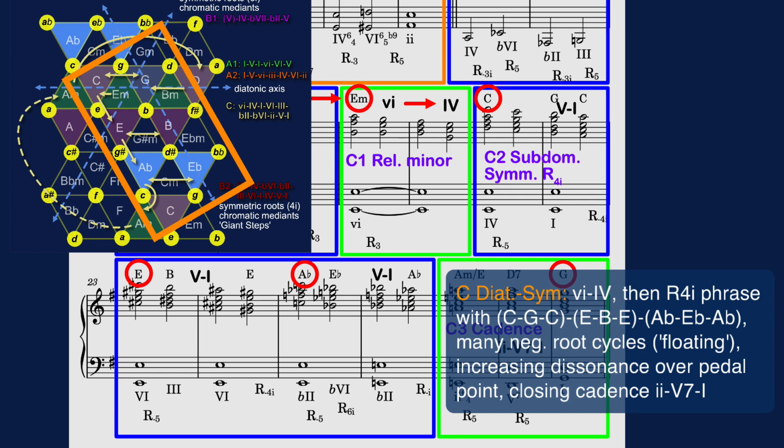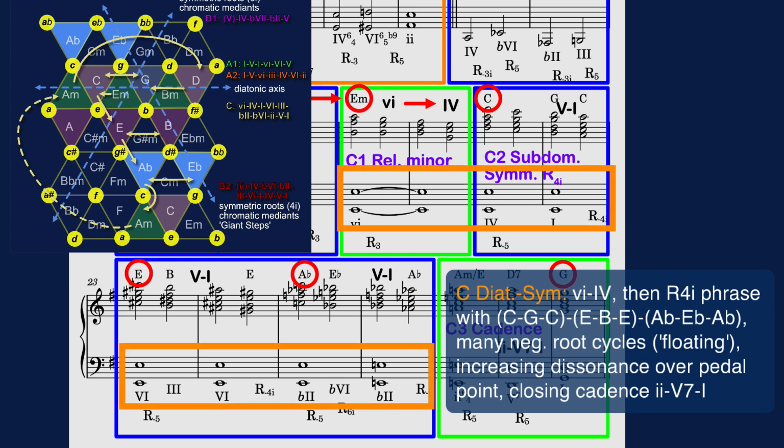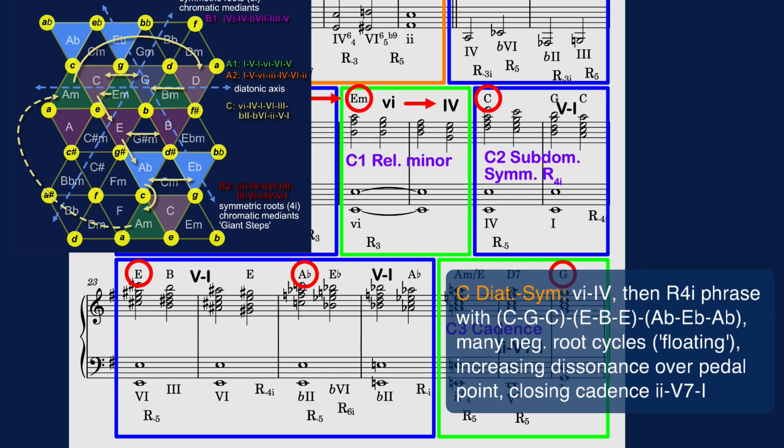I chose the order of the symmetrically distributed roots such that we obtain many negative root cycles. This yields a floating, unstable harmony effect. And also the level of dissonance will increase as we put these triads on top of a pedal point E. The progression closes with a 2-5-1 cadence.